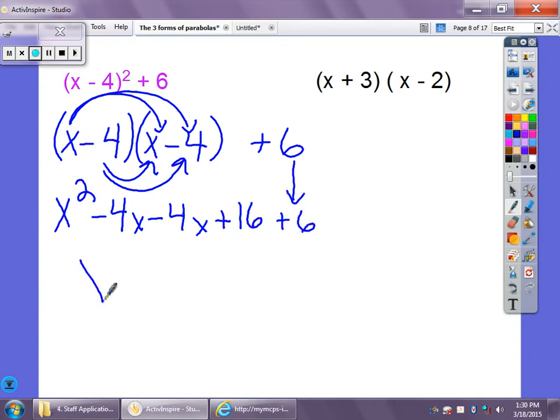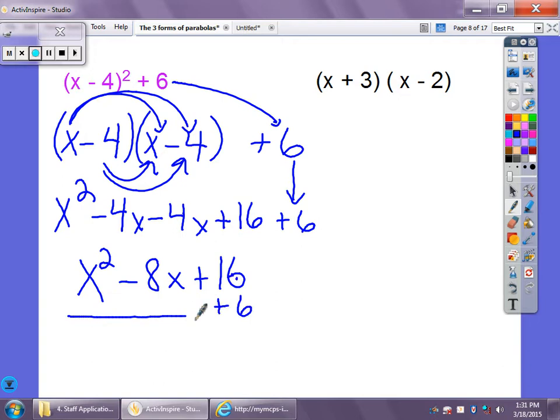All right, combining like terms, x squared minus 8x plus 16. Bringing the 6 from the beginning of the problem down. It goes with 16 because it does not have an x or an x squared, so it matches with 16 the best. I have x squared minus 8x plus 22.